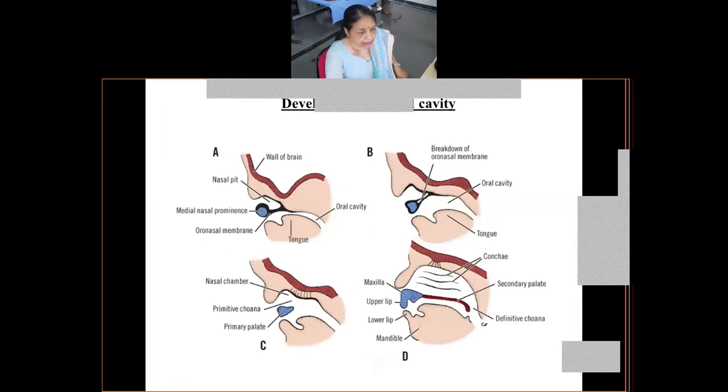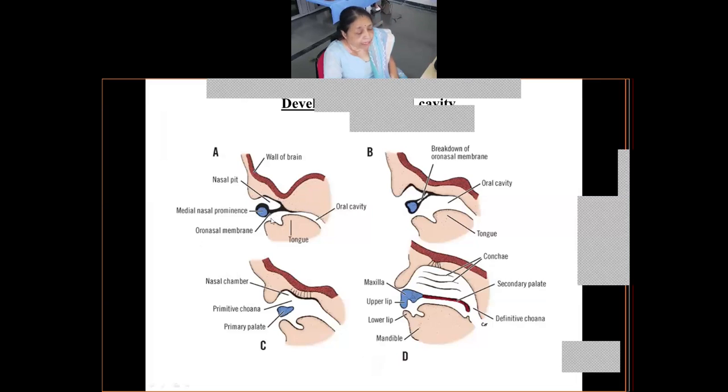Now, how is this nasal cavity formed? Here you can see the frontonasal process. This was the stomatodeum. This is the frontonasal process. There is the medial nasal process, and this is the nasal pit, and that is the nasal cavity. So the nasal cavity is deepened and it is separated from the mouth cavity, that is the stomatodeum.